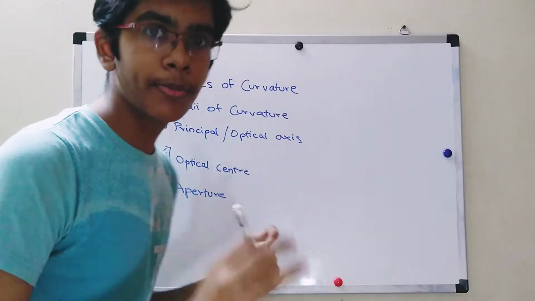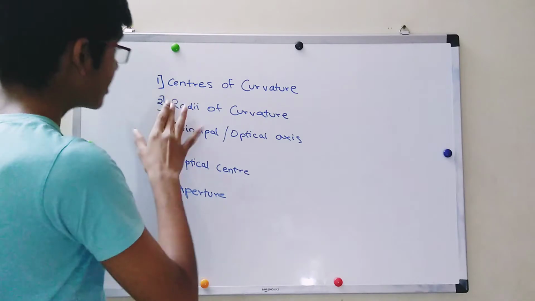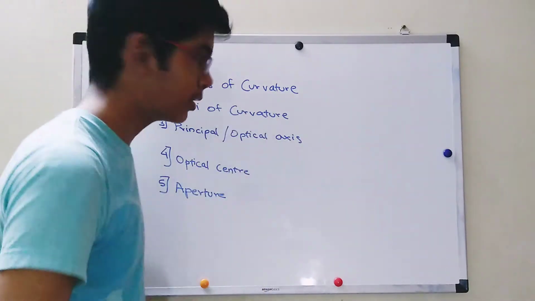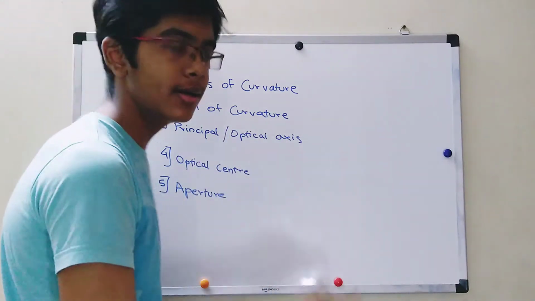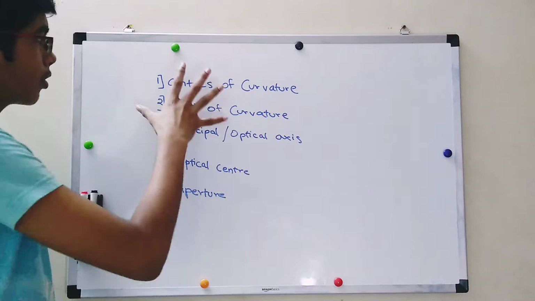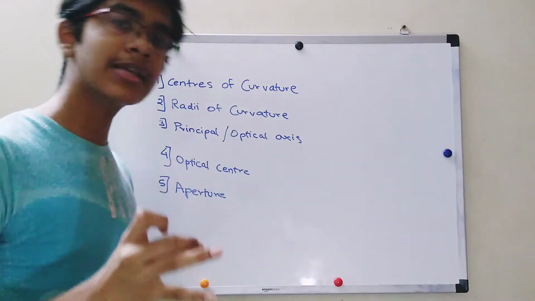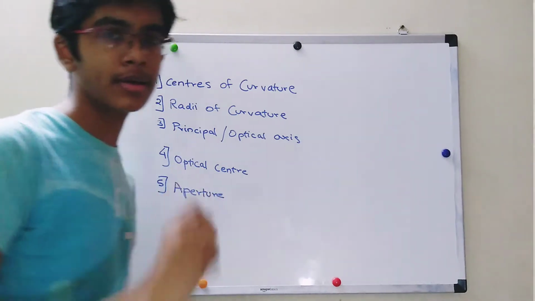So the major components that I'm going to be explaining today about the lenses are centers of curvature. It's in plural form, I'll tell you why. Radii of curvature, principal or optical axis, optical center, as well as the aperture. We are going to understand these five in terms of biconcave as well as biconvex lenses. So now we will understand this in a moment.